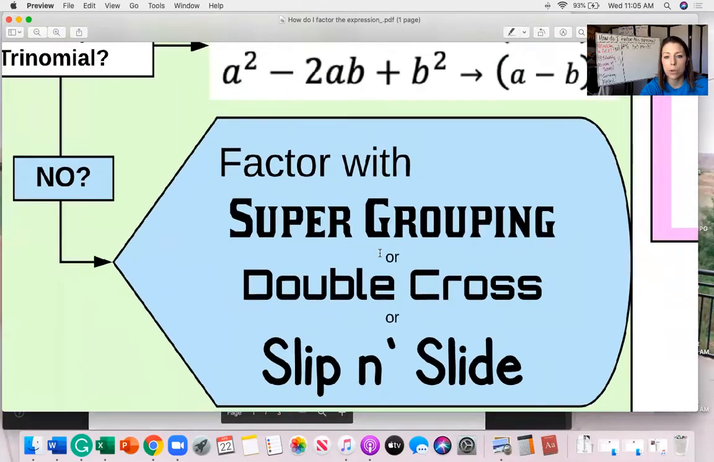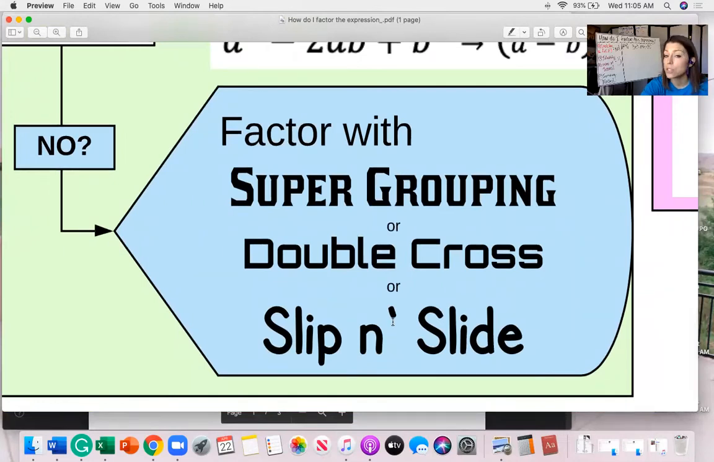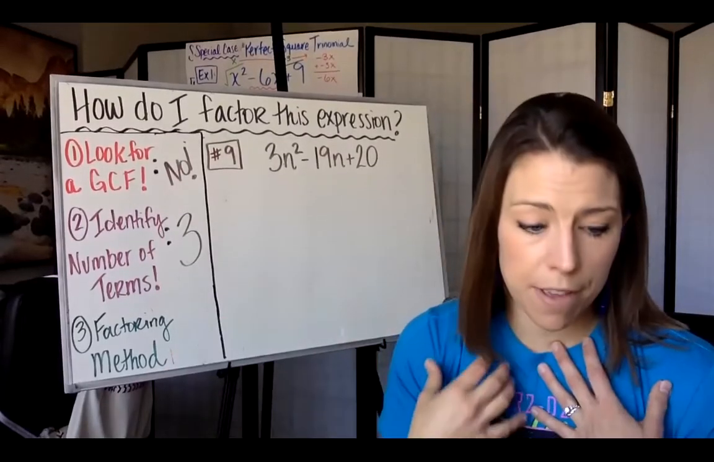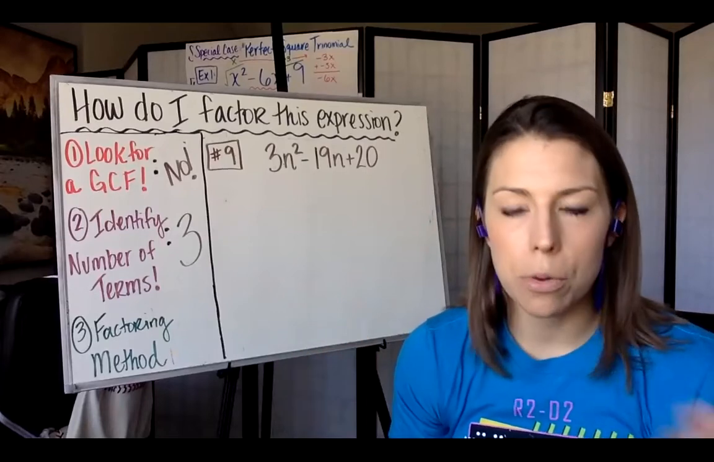You can either use supergrouping, double cross, or slip and slide. It's totally up to you which method you want to use. I happen to be a fan of this one. I really like slip and slide because I personally am better at P's and Q's than I am at supergrouping. So in this video, I will do this using slip and slide, but I will also post a picture of it done using supergrouping. I don't know many of you who are fans of double cross. So if you would like to see this done with double cross, send me a message or we can go over it in our video conference later on. So for today, I'm going to use slip and slide. It happens to be my favorite method. I just learned it like in October or something of this year.